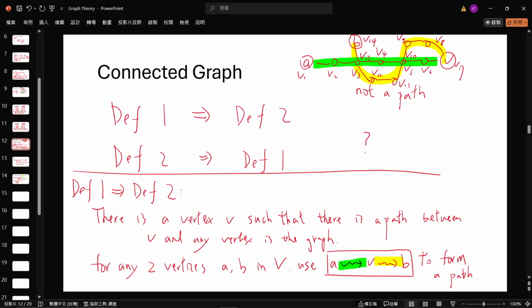All right, so now we've shown that definition 1 implies definition 2. Now let's consider the other way around. So let's start with definition 2 and see whether we can arrive at definition 1.